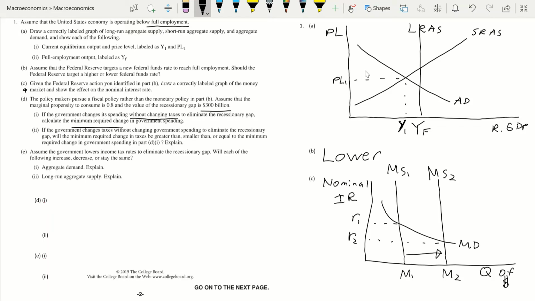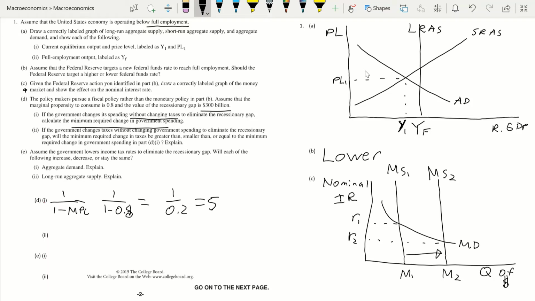Well, the minimum required change in government spending is not that $300 billion, and I'll show you why here. We have this thing called the government spending multiplier, which is 1 over 1 minus our marginal propensity to consume. We were told our marginal propensity to consume is 0.8, so 1 minus 0.8 gives us 0.2. So we have 1 over 0.2, which is 5. So 5 is our government spending multiplier.